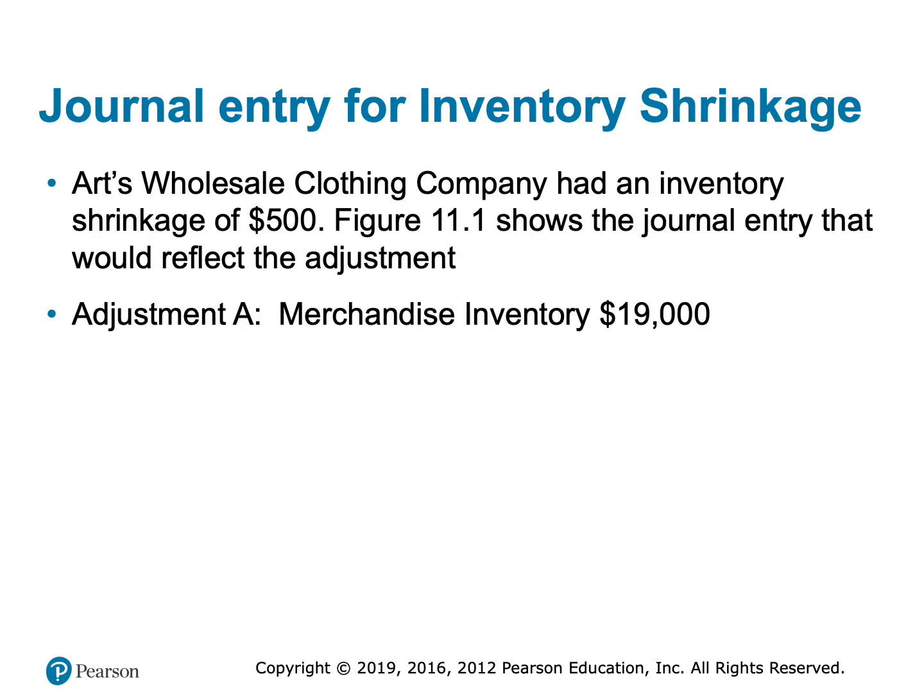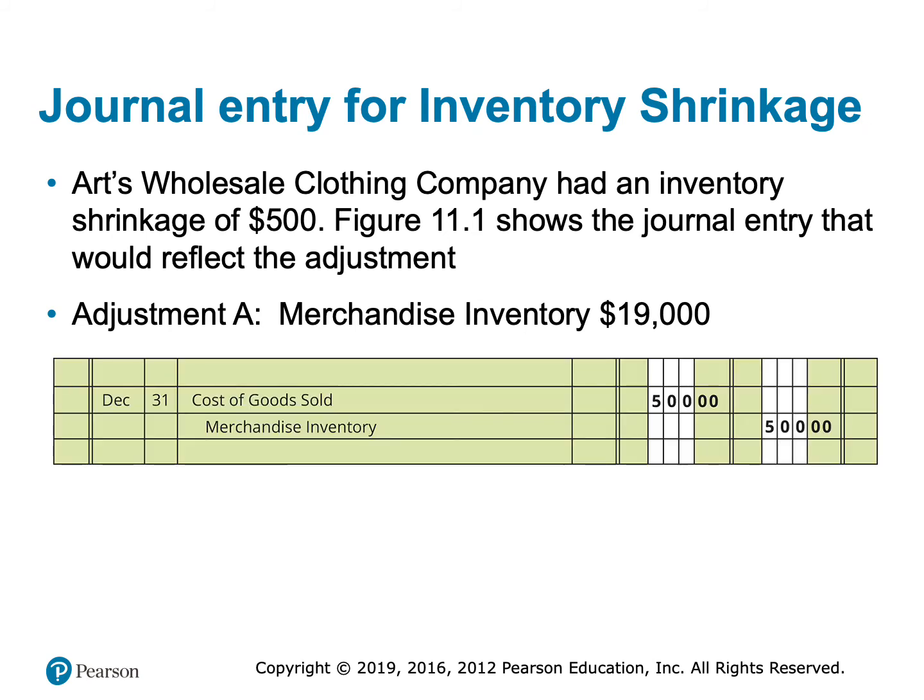So here we have Arts Wholesale Company had inventory shrinkage of $500, and we need to record the journal entry to reflect that adjustment. So assuming that merchandise inventory was 19,000, we would want to credit inventory and we'll debit the cost of goods sold account for the amount of inventory that we are reducing it by.